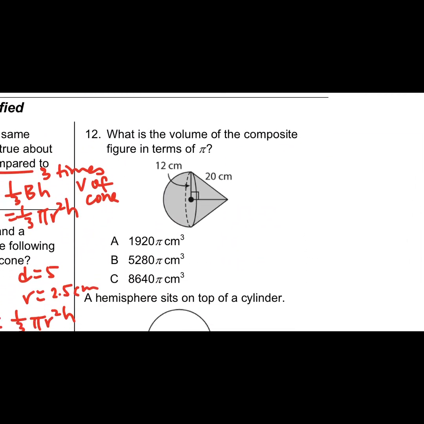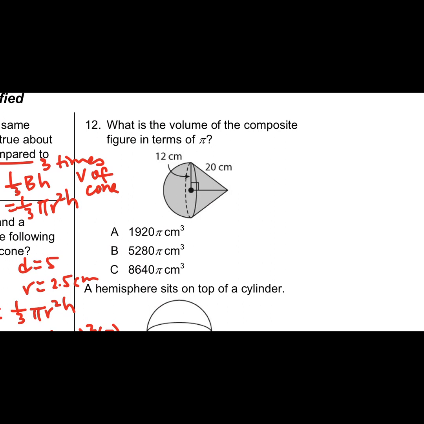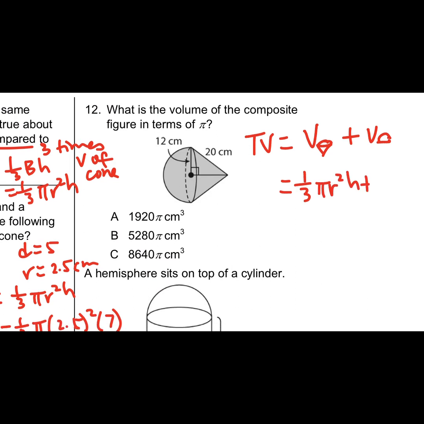Number 12, what is the volume of the composite figure in terms of pi? So the total volume is going to be the volume of the cone that's in the bottom, plus the volume of half the sphere. Okay, so we're going to need the formula for the volume of the cone, which is 1/3 pi r squared h, plus the volume of a semi-sphere.